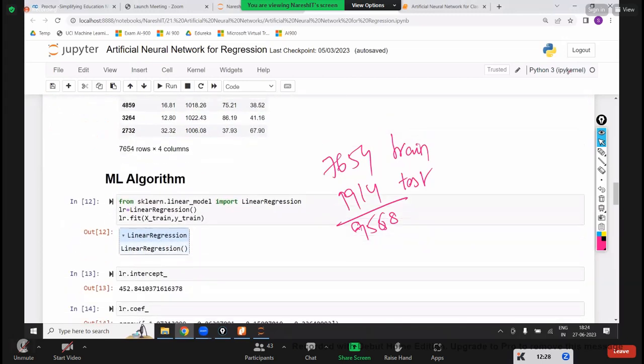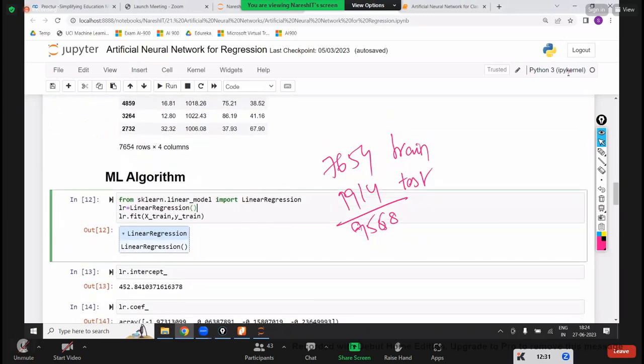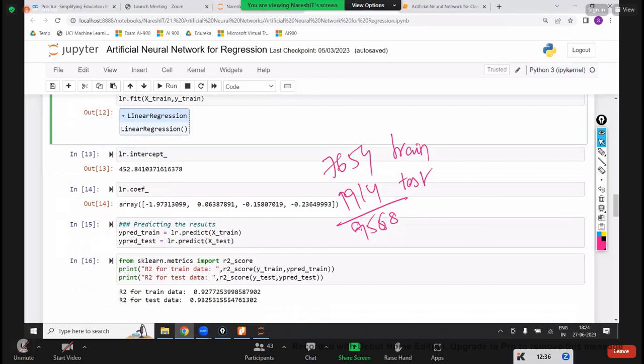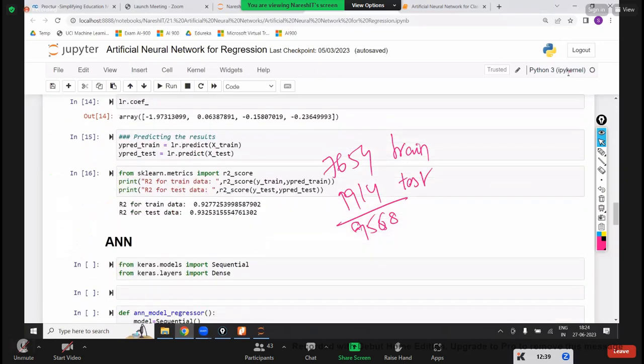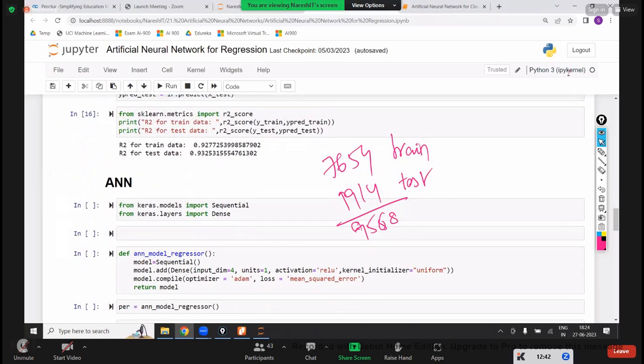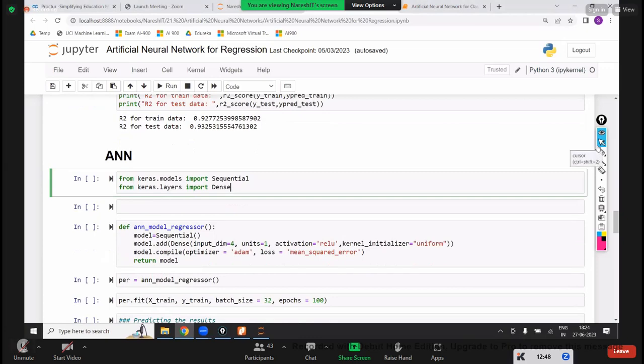Now, let us see how we are going to apply the same logic in ML. ML means we are going to import that one, save and fit on the X train, Y train, predict, and calculate the R square. Now here, how are we going to do the ANN? ANN will be done by using Keras. So from keras.models import Sequential, that is the first step, and from keras.layers import Dense, this is the second one. You are going to use the library called Keras. Now just observe whatever code I'm going to write.